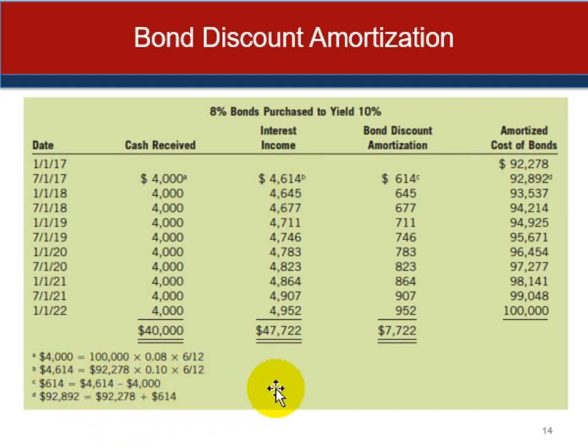And 614, of course, is the unpaid interest income, so we add that to the principal of the bond. The bond value goes up to 92,892, and so on as we continue our way through. At the very end, the amortized cost of the bond goes to $100,000. We record this column as the interest income amount based on the 10% market rate of return that we agreed to at the time of the purchase of the bond.